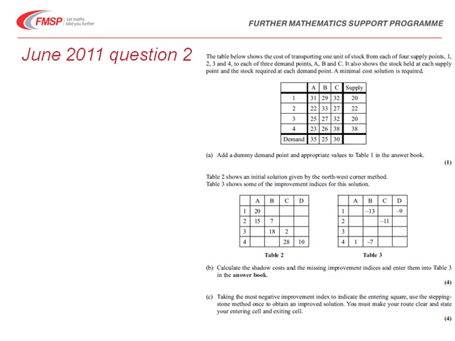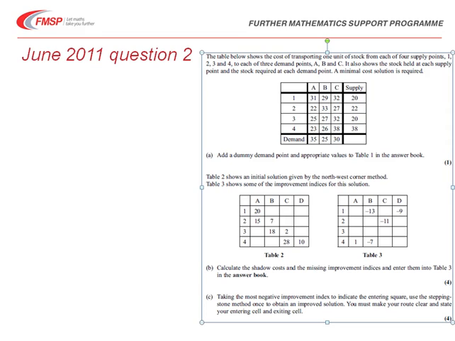The first thing we have to do is to add a dummy demand point and appropriate values to the table in the answer booklet. So that's the idea that we actually have at the moment something which is unbalanced. So supply and demand are not equal to each other. We're given an initial solution, so we're not going to use the northwest corner that I've already described before. This has been done for us, and this is our initial solution, which would have been developed by the northwest corner method.